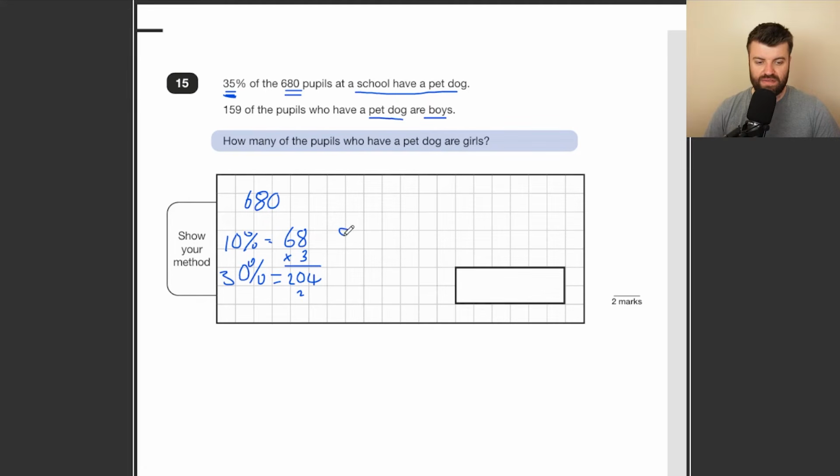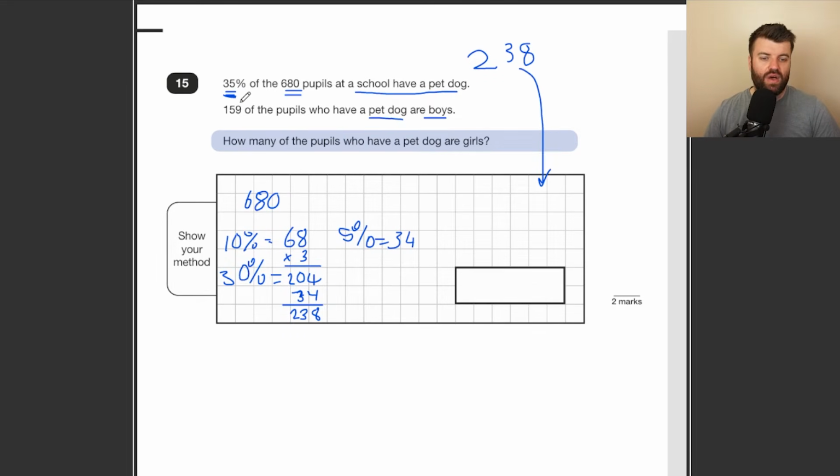Well, guess what? If you know 10%, you can work out 5% really easily. You half 10%. So half of 68 is 34. Then we add that on underneath. 204 plus 34. 8 in the ones, 3 in the tens, 2 in the hundreds. 238 of these children have a pet dog. If you put that in the answer box, or if you stop here, guess what? You get 0 out of 2. The only way to get 1 mark on these 2 mark questions is to show all of your working out.